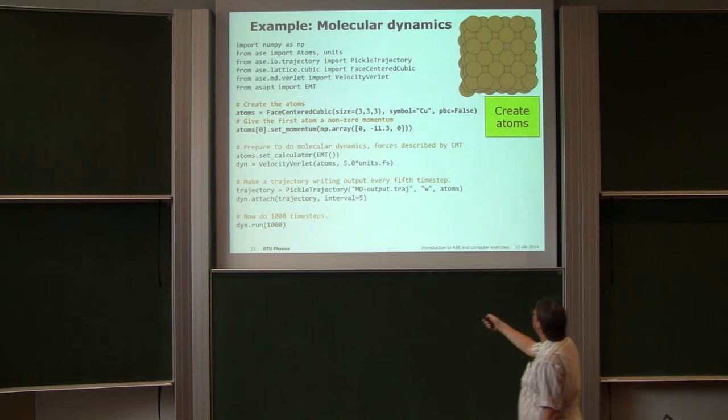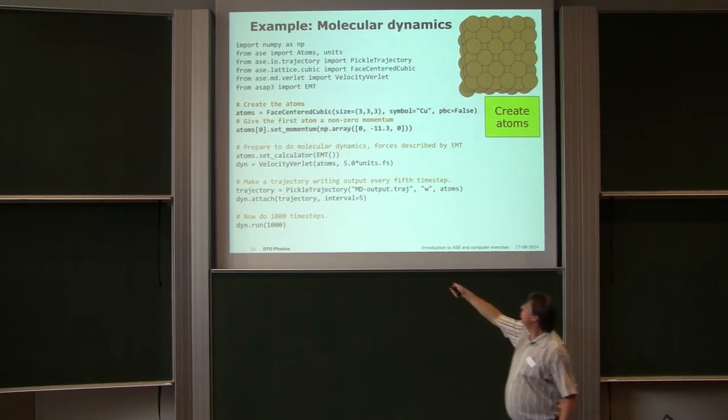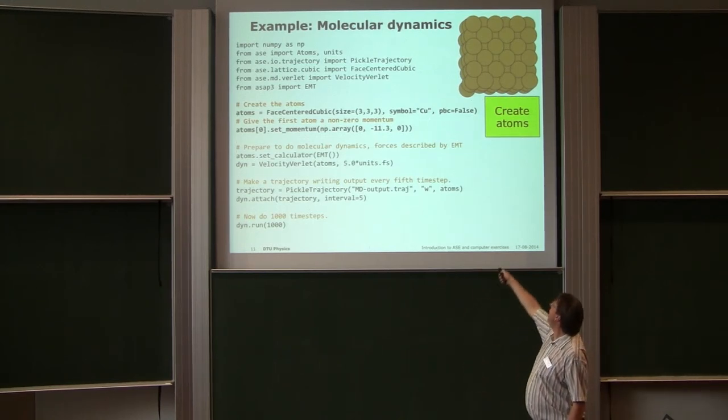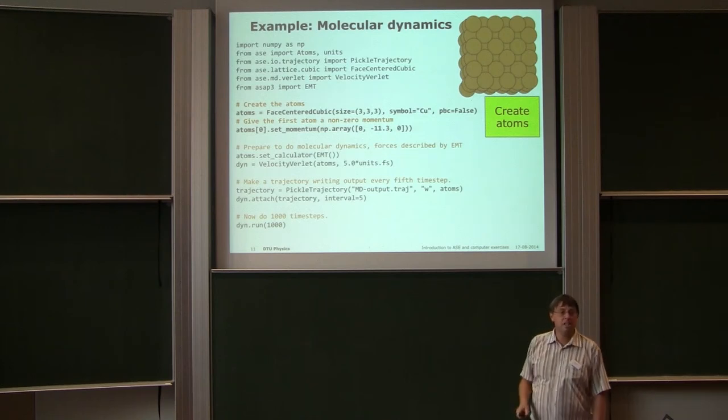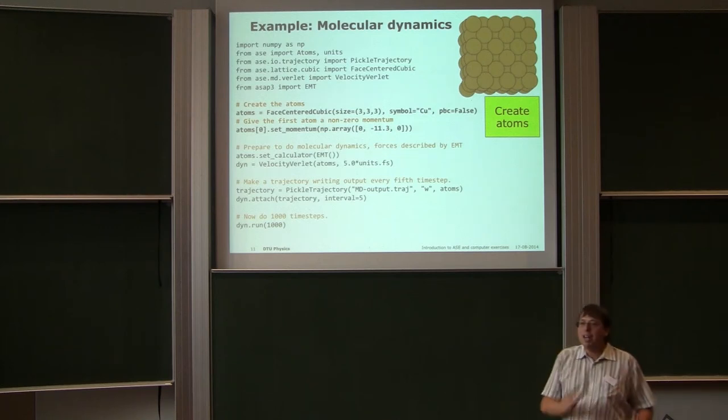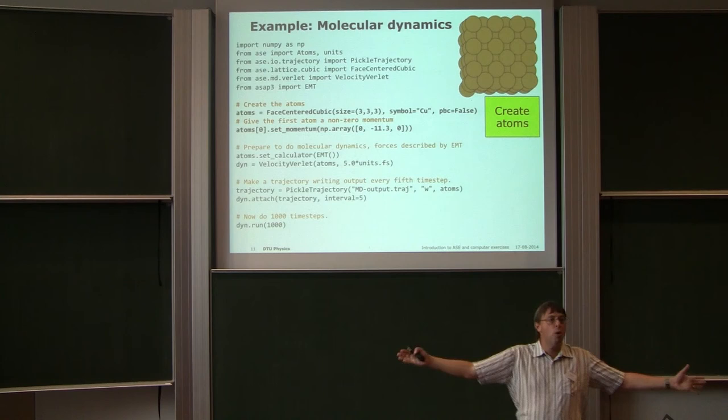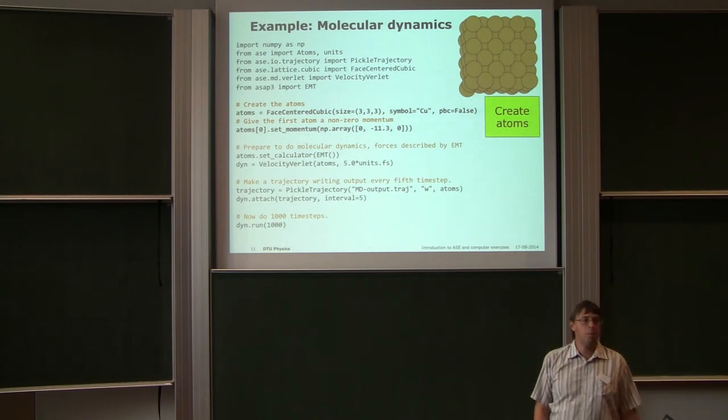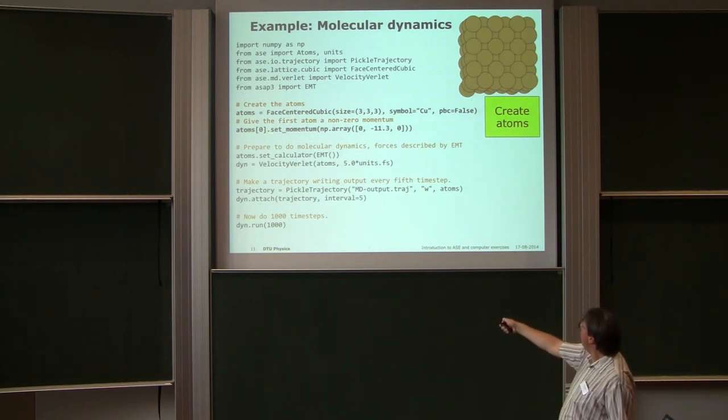Here I'm using one of the more low-level things of creating a block of FCC crystal. And then I take one of the atoms. So now this is an atoms object. So instead of specifying the atoms myself, I've called a function that returns an atoms object. Now, here I take the first atom and I give it a momentum.